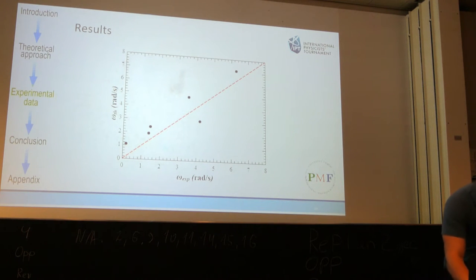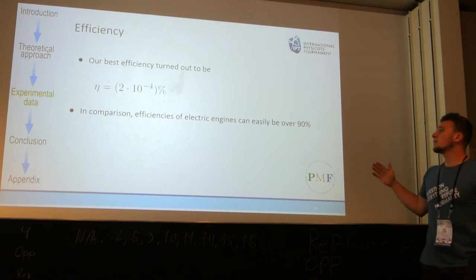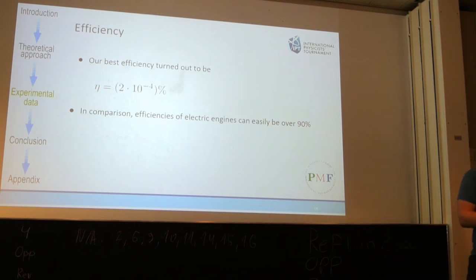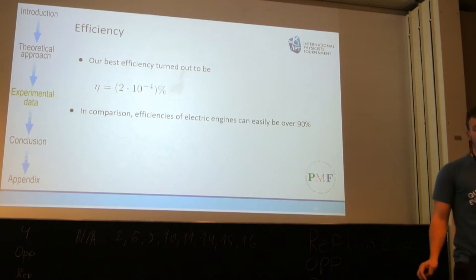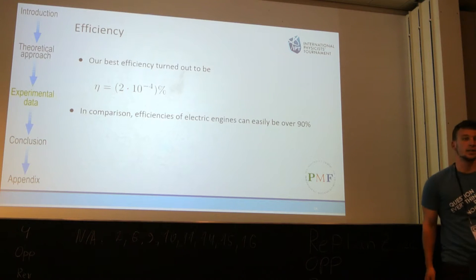So as for the efficiency, our best efficiency for the best wire was 2·10⁻⁴%, which is really bad. And in comparison, efficiency of electric engines can easily be over 90%, so this obviously isn't an efficient electric engine.